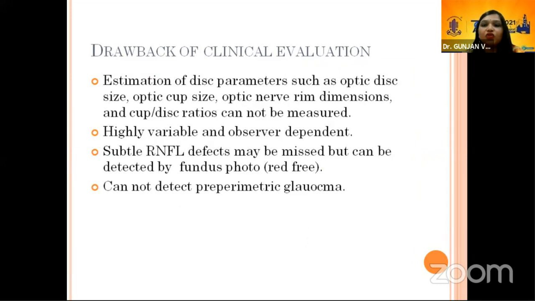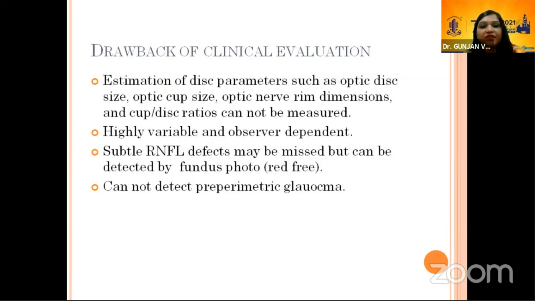But the drawback of clinical evaluation is that we cannot quantify all parameters like disc size, optic cup size, nerve rim dimensions, and cup disc ratios. These all cannot be quantified with clinical observation. It is highly variable and observer dependent. Even the same observer, if he sees the disc two or more times, there can be variations also. So intra and inter observer variations are there during clinical examination.